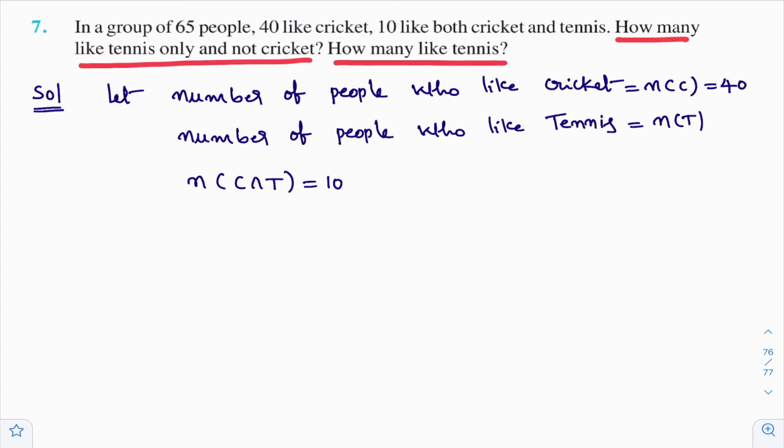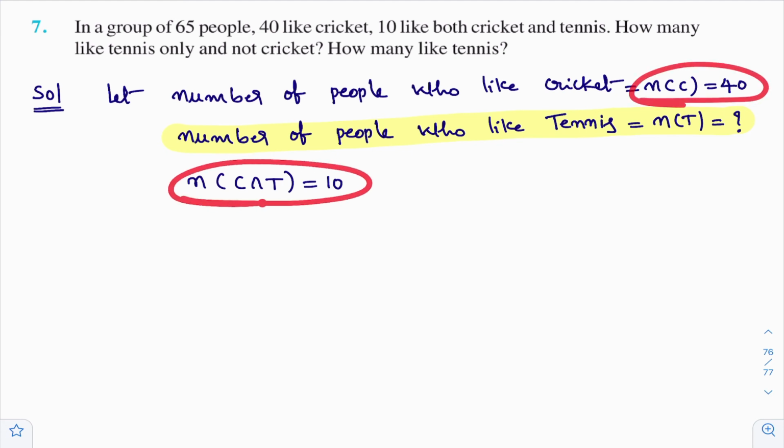How many like tennis? So here you observe, first I will calculate how many like tennis. Next I will calculate how many like tennis only but not cricket. So first I want to calculate how many like tennis. Here the number of people who like tennis is the question mark. This is what we need to calculate. Here if you observe the question, only 2 terms are given. Actually in the n of C union T formula total 4 terms are there. If they give 3 terms then we can calculate the things easily.